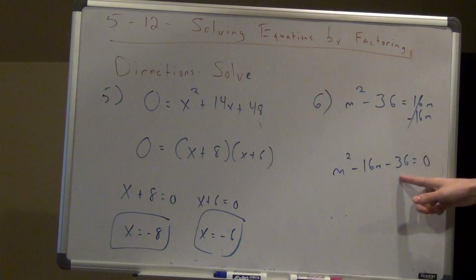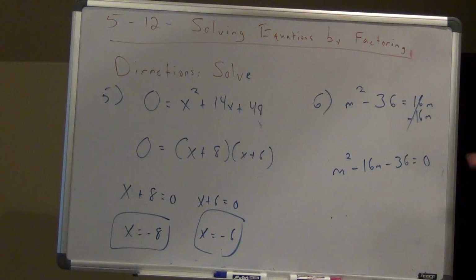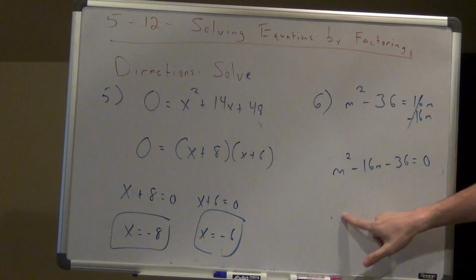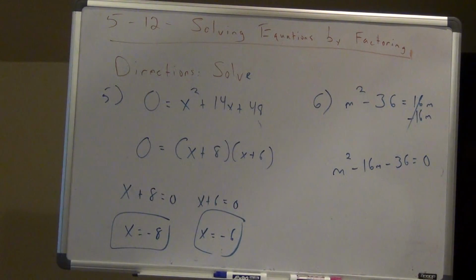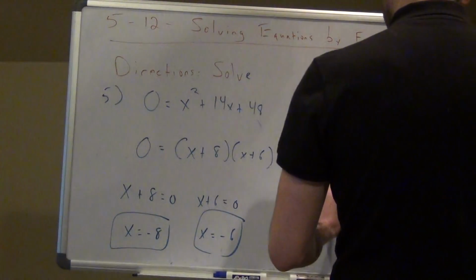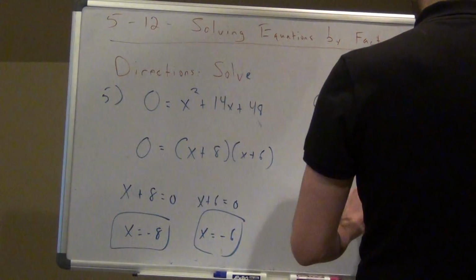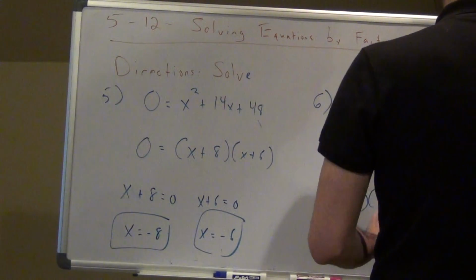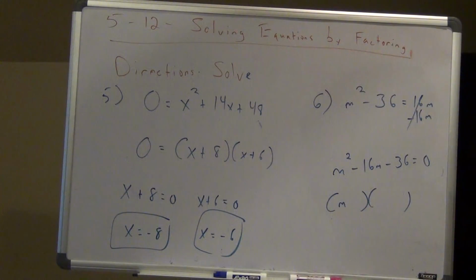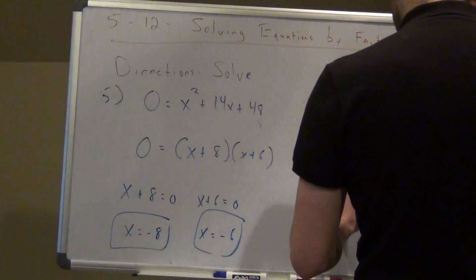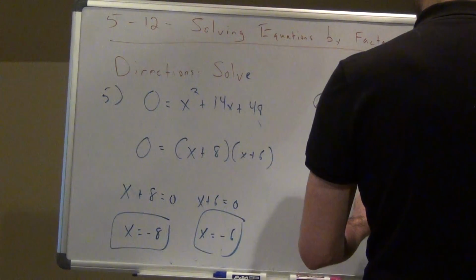So now I have to find two numbers that multiply to get negative 36 and add to get negative 16. All right, if I go through my different factors, so let's see, 36. You got 1 and 36. 2 and 18, right? So this would be negative 18 and positive 2.